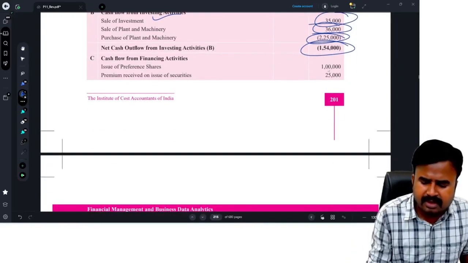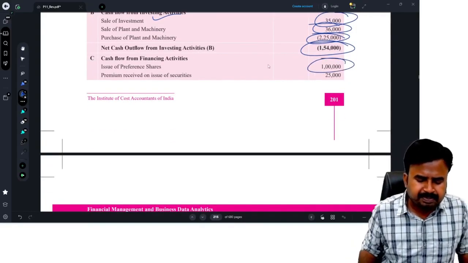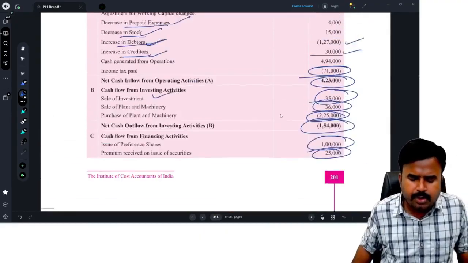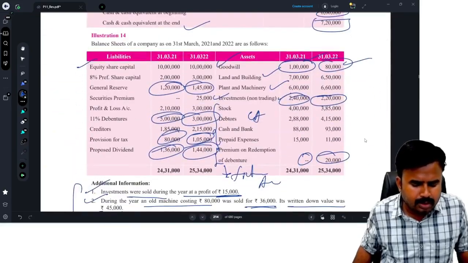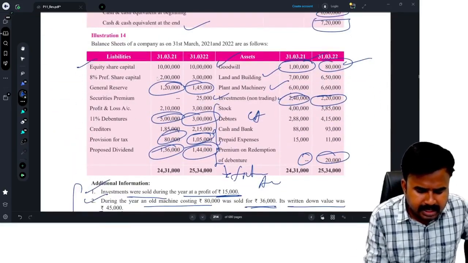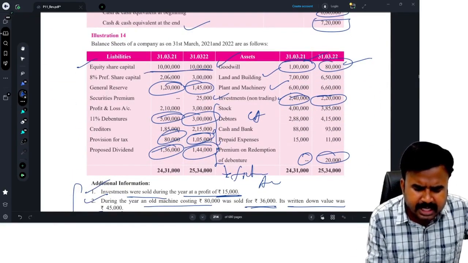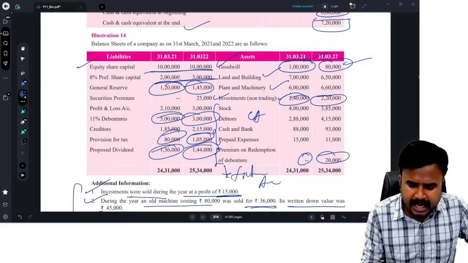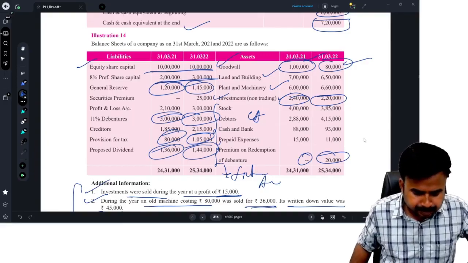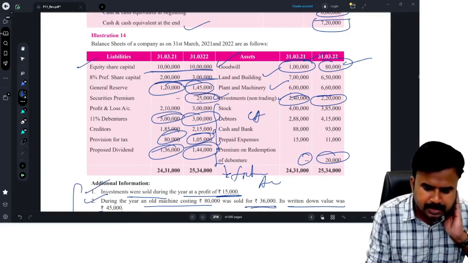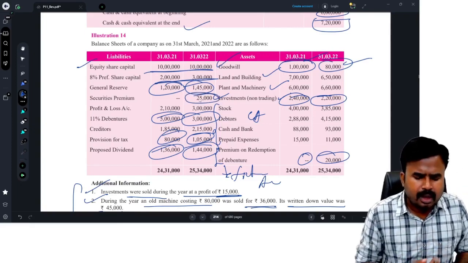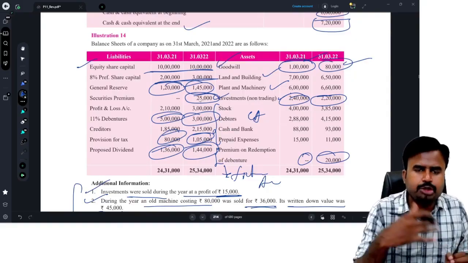From financing activities, we have issued preference share capital of 1 lakh. And also we have received some premium on issue of securities. How did you get it? You please go for the account. Equity share capital, preference share capital. In equity, there is no change in equity share capital, no issue of equity share capital. Preference share capital is increased by 1 lakh. That means we have issued preference share capital of 1 lakh. And also we have received some securities premium. So while issuing preference share capital, I got some securities premium. That means I think the preference share capital were issued for premium.